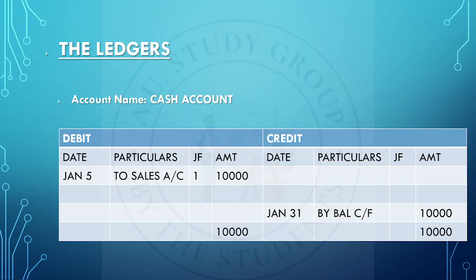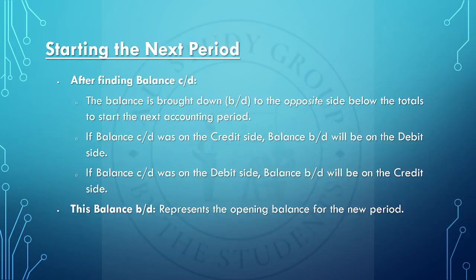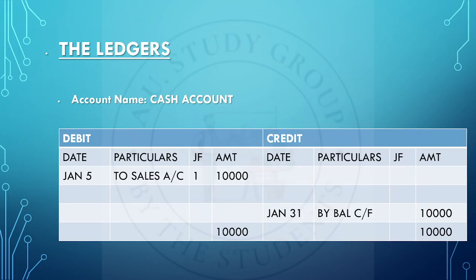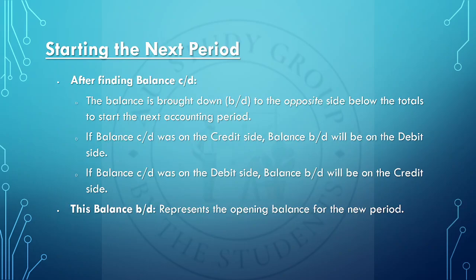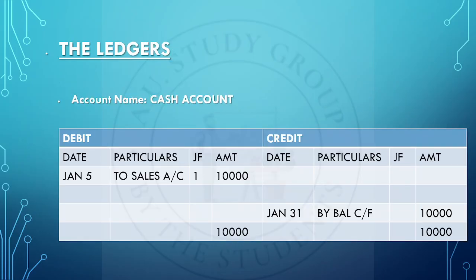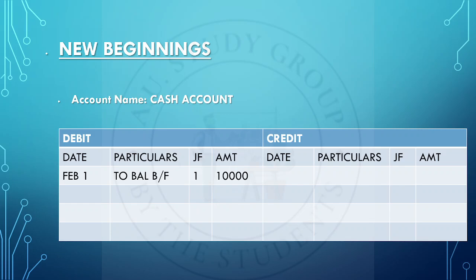To know the balances for the next period. Okay, for the next period, if you look, January 5th sales 10,000, but when did we close it? On January 31st, the balance carried forward was 10,000, so that we can open a new ledger for the next month, for the next transaction period. So on February 1st, when we want to open a next ledger account, a cash account, we carry forward this balance. Okay, you see here on February 1st.